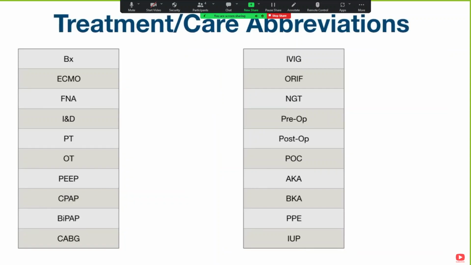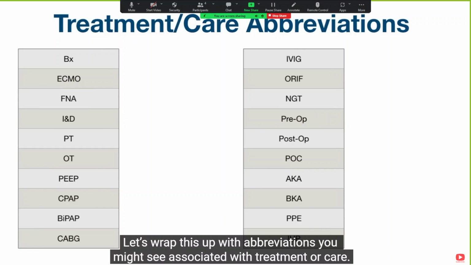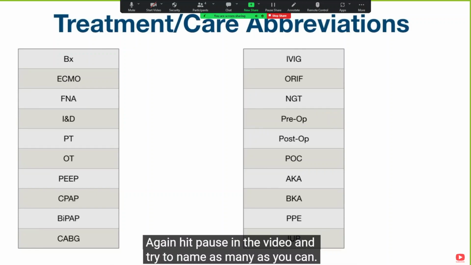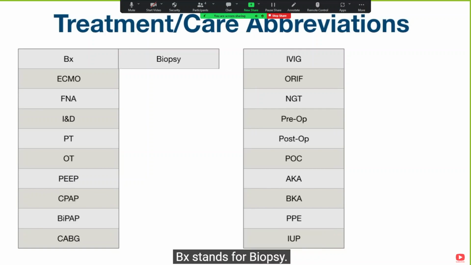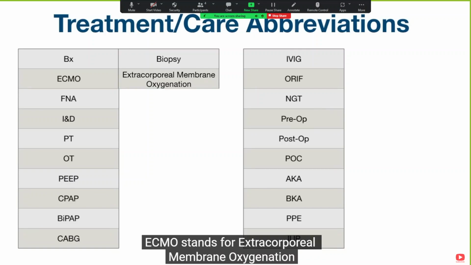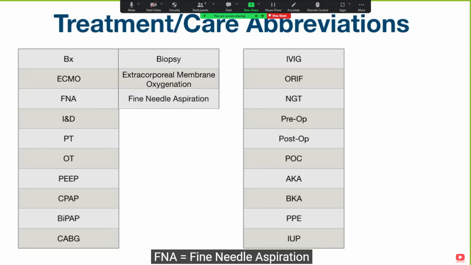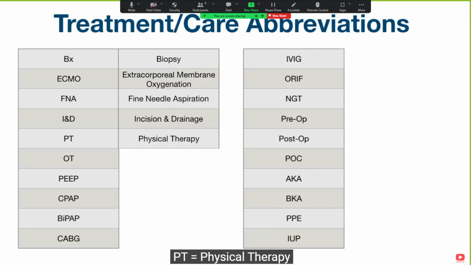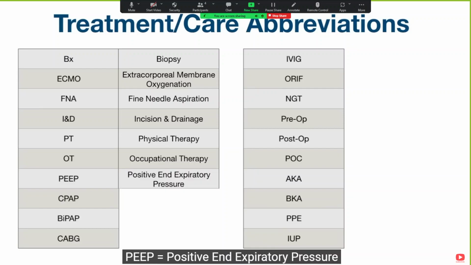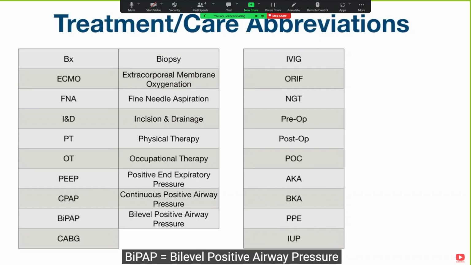Let's wrap this up with abbreviations you might see associated with treatment or care. Again, hit pause in the video and try to name as many as you can. BX stands for biopsy. ECMO stands for extracorporeal membrane oxygenation. FNA, fine needle aspiration. I&D, incision and drainage. PT, physical therapy. OT, occupational therapy. PEEP, positive end expiratory pressure. CPAP, continuous positive airway pressure. BiPAP, bilevel positive airway pressure.